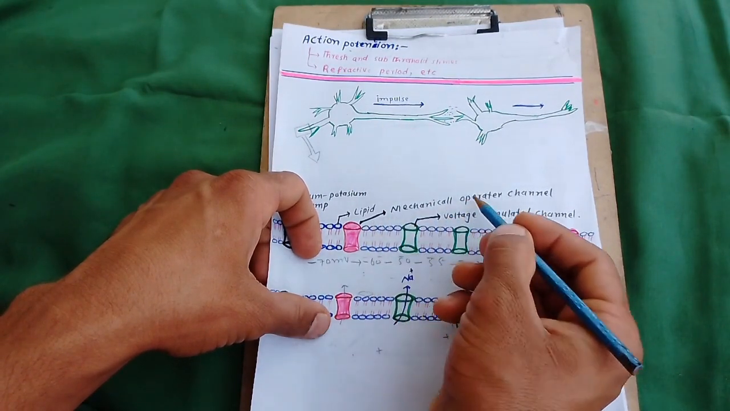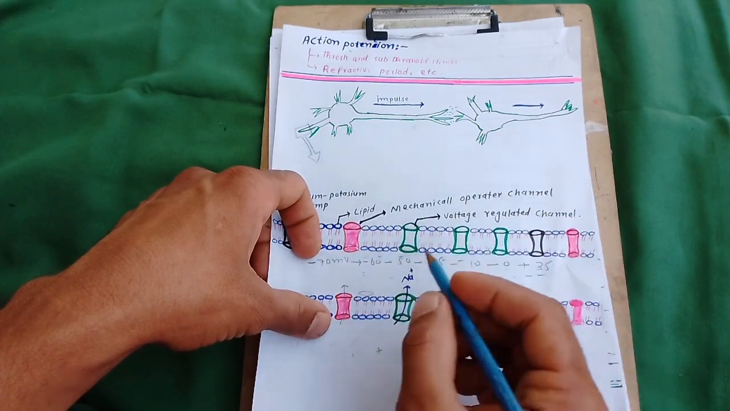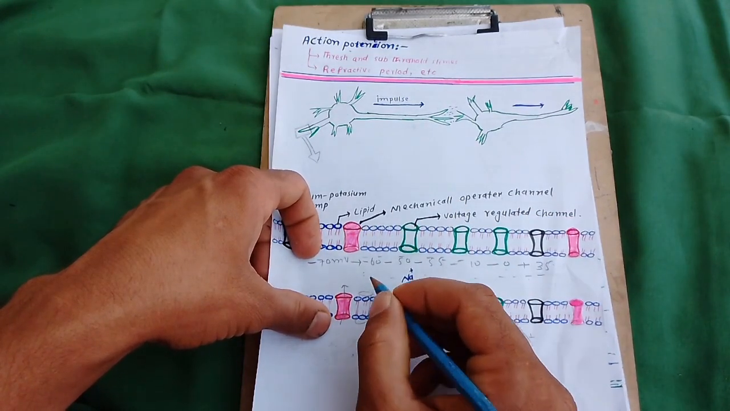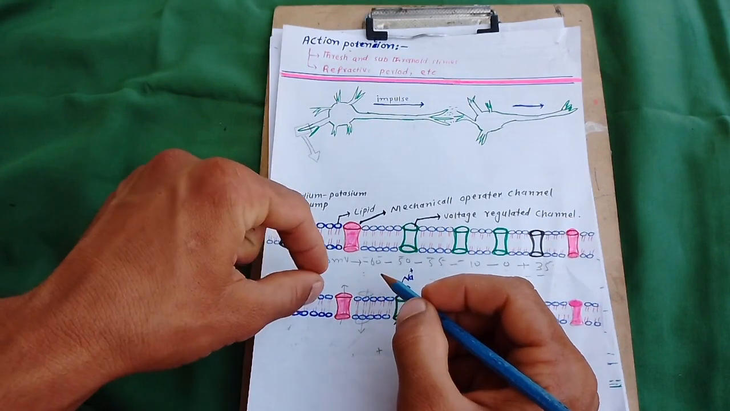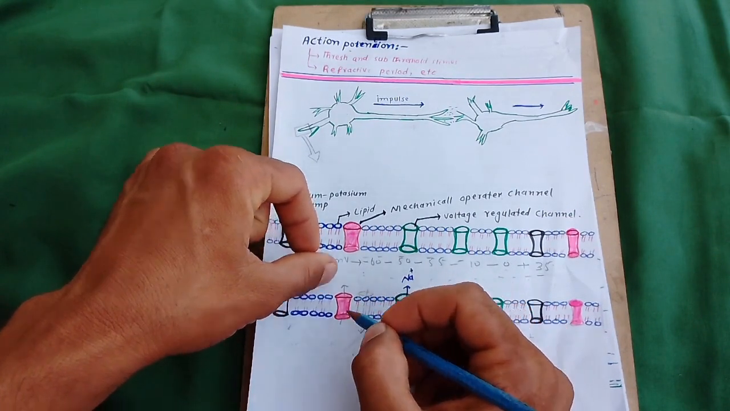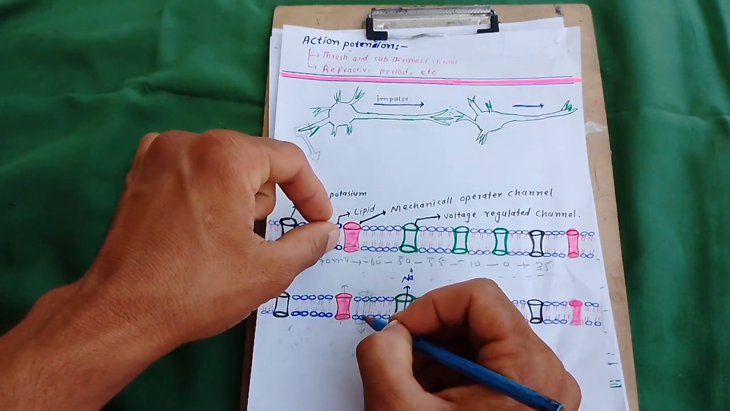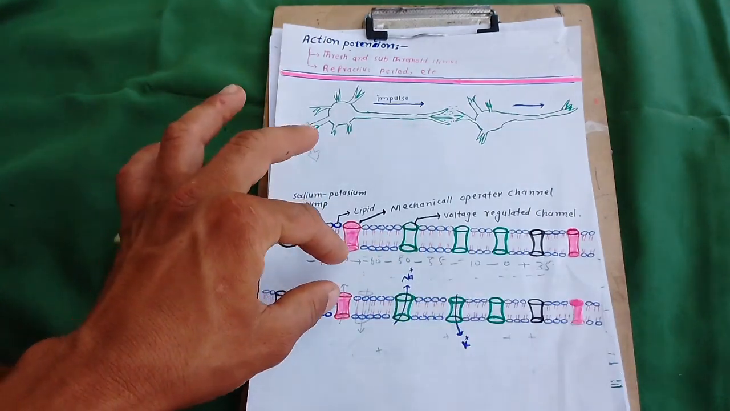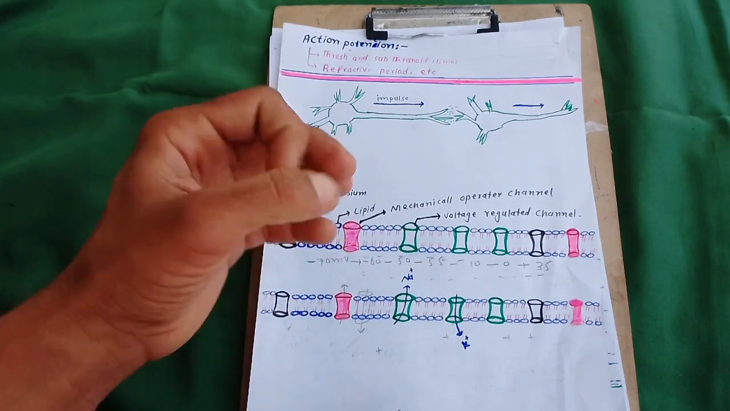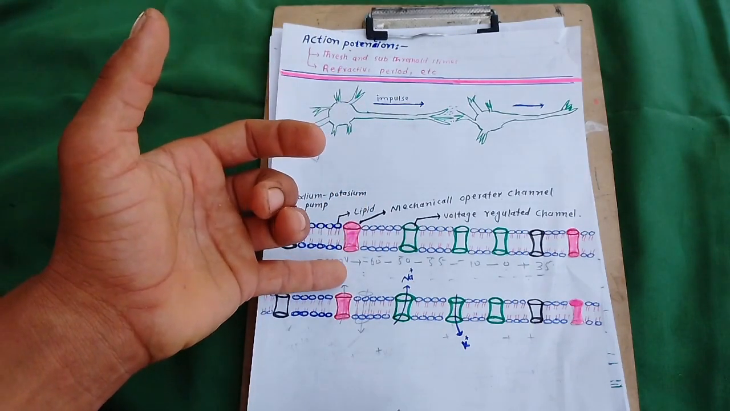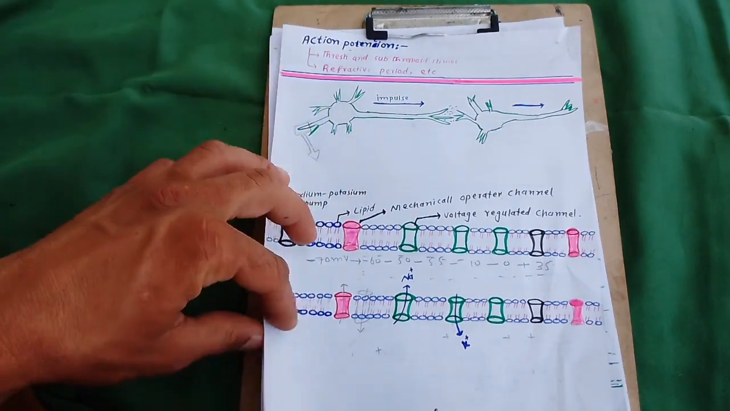These are the mechanically operated channels. Suppose this is the mechanical channel for sodium, and there are also mechanical channels for potassium. So when I touch this area with a small strength, a small number of sodium go inward, and along with this a small number of potassium go outward. So the effect of the action potential is not produced. This is only the graded potential. The current dies out, the current is finished.